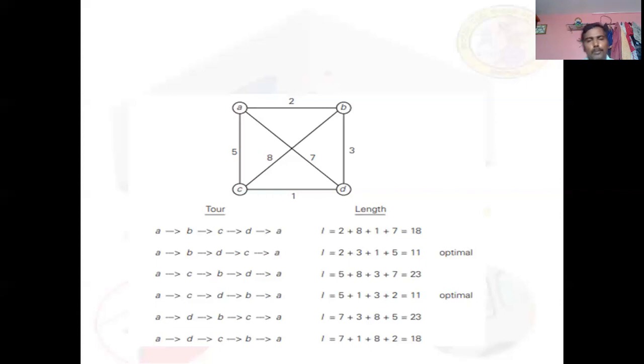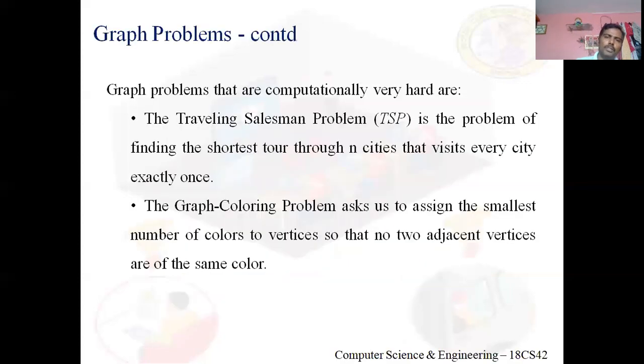This traveling salesperson problem is an example of optimization. Next, the graph coloring problem is also an example of a combinatorial problem.